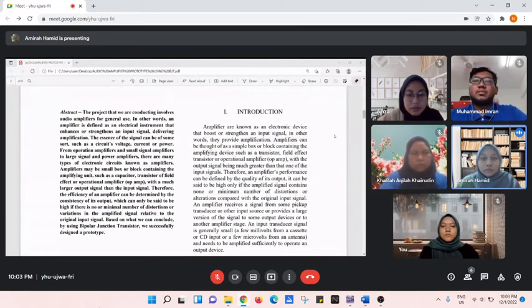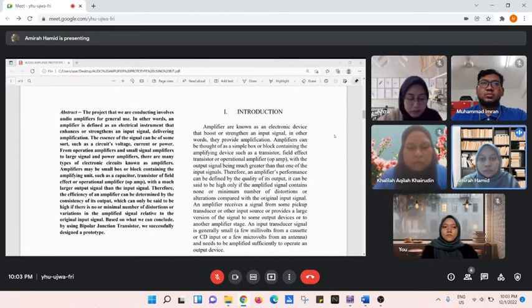Audio amplifier prototype using BJT. Okay, this is the introduction. An amplifier is an electrical instrument that enhances or strengthens an output signal, delivering amplification. There are many types of electronic circuits known as amplifiers. It may be a small box or block containing the amplifying unit, such as a capacitor, transistor, or the field or operational amplifier (op-amp), with a much larger output signal than the input signal.